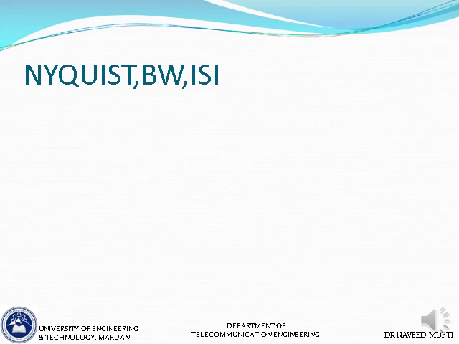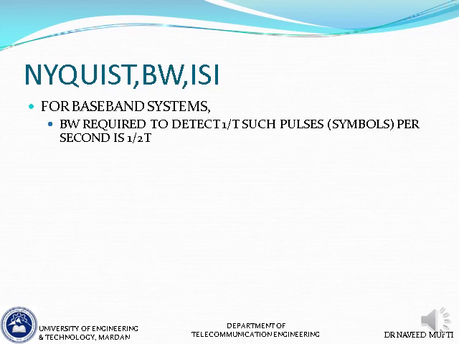Okay, so continuing our discussion of Nyquist and bandwidth and ISI. So for baseband systems, from what we learned in the previous slide, the bandwidth required to detect 1 by T such pulses, or such symbols per second, is then equal to 1 by 2T, as we saw in the shape of H(f).